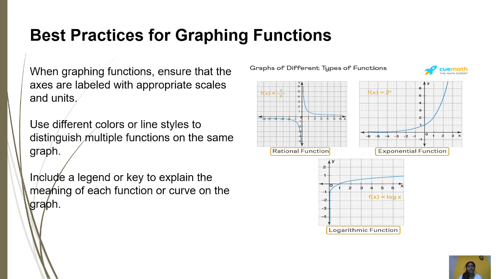So there are three different graphs, that is rational, exponential, and logarithmic. For rational, it is f of x is equal to 1 by x. For exponential, it is f of x is equal to 2 to the power x. And for logarithmic, it is f of x is equal to log x.